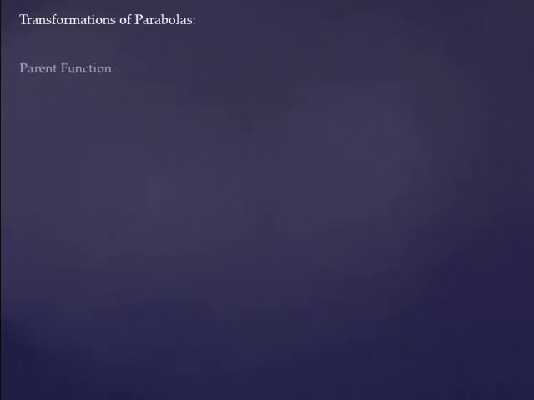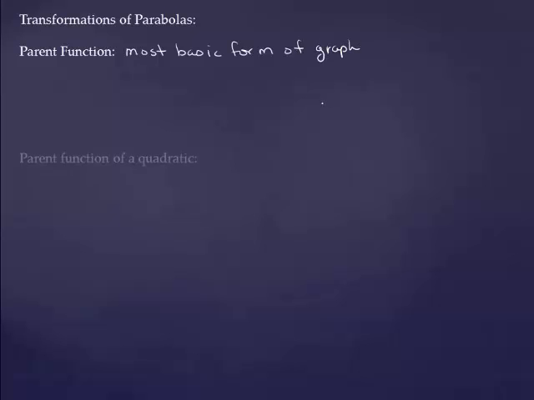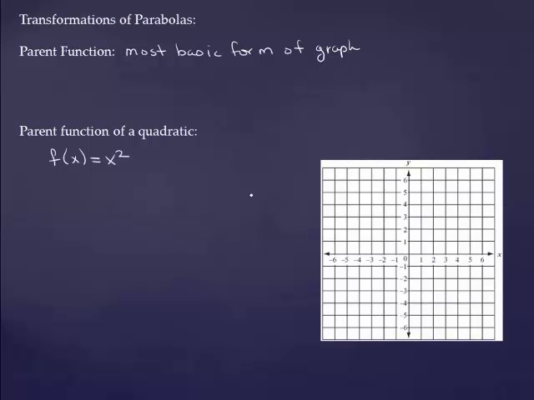Okay, let's talk about transformations. Well, first we want to talk about a parent function. Now, a parent function is the most basic form of a graph. And the parent function of a quadratic is f of x is equal to x squared. That is the most basic form. Nothing has happened to that graph.